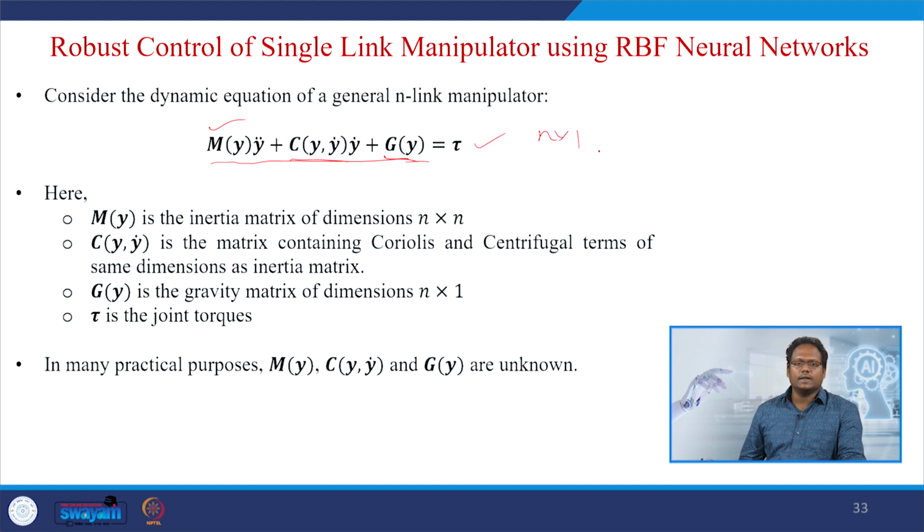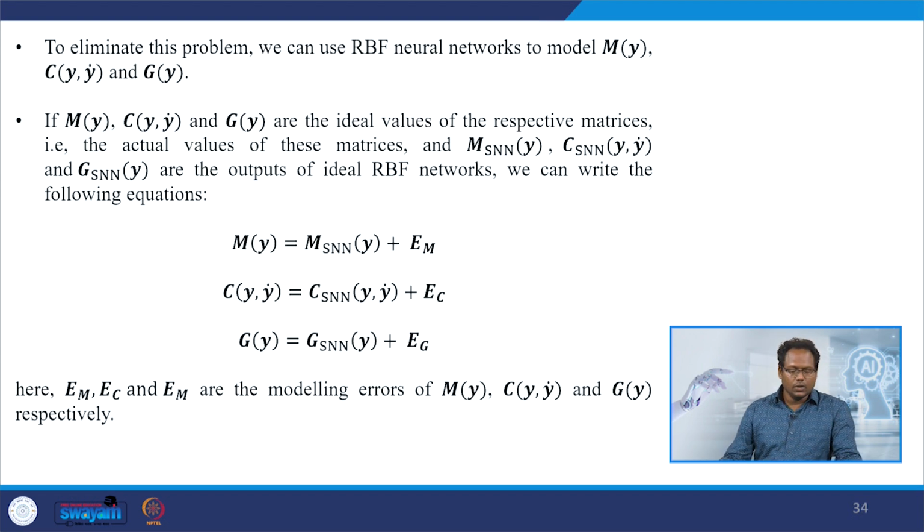In many practical purposes, M of y, C of y comma y dot and G of y, these network parameters, are unknown to us. In order to eliminate this problem, we use a radial basis function network to model these parameter matrices M of y, C of y comma y dot and G of y.